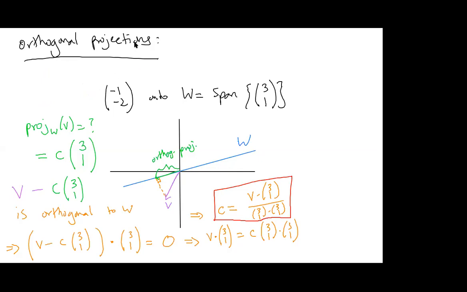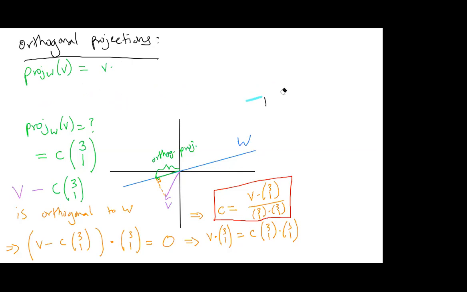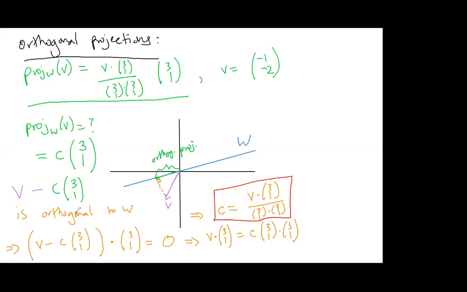Keep that. So, oops. The projection of V onto the space W is V dot (3, 1) over (3, 1) dot (3, 1) times the vector (3, 1). Right, and this is our formula, so we just need to figure that out. Here, V is equal to (-1, -2). And so we can just plug that in, and you get some vector.